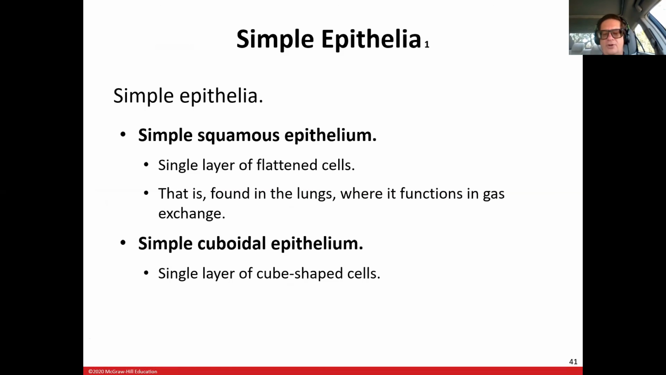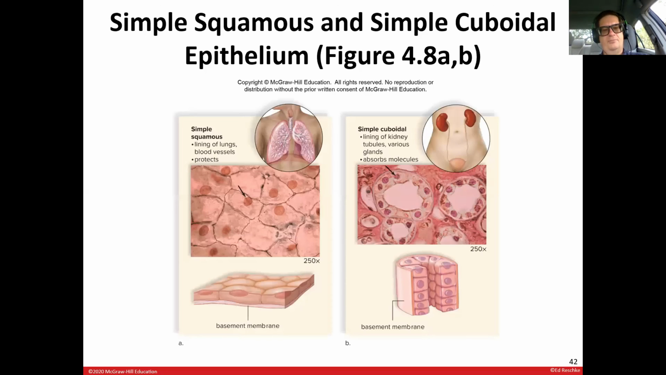So if it was simple cuboidal, it would be a single layer of cube-shaped cells. Glomerulus and kidney, maybe. But yeah, so you've got these single layer, it's simple. Oh, yep, kidney. They used the other end. They didn't talk about the glomerulus. They're talking about the collecting ducts, tubules, proximal and distal convoluted tubule. But anyway, kidney. So yeah, simple squamous.